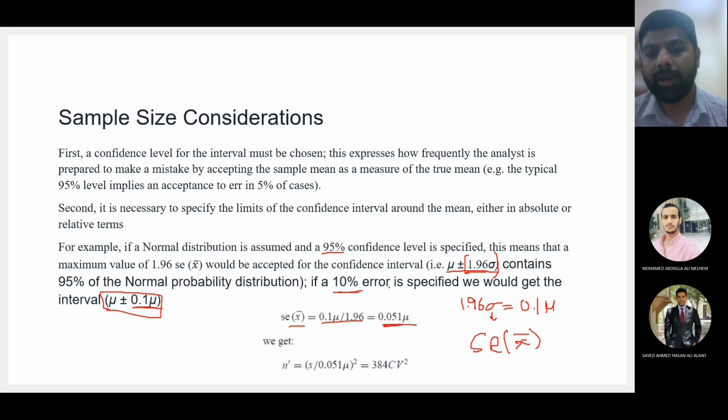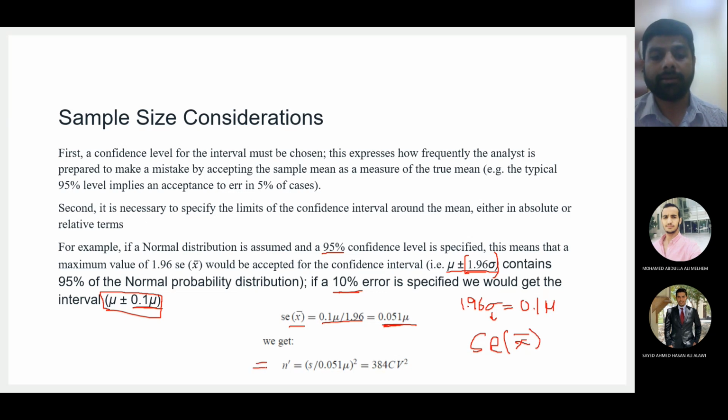So I took the error which is allowed by the confidence interval and made it equal to the error which is allowed by the client. I calculated the value of the standard error of x bar, then I put it in the equation of n dash. Now, 1 upon 0.05 square, whatever number you have here.